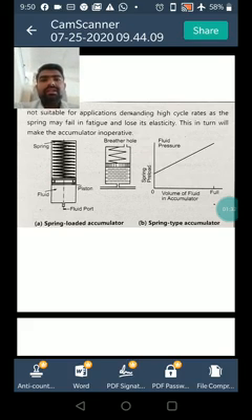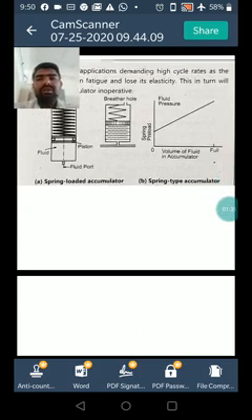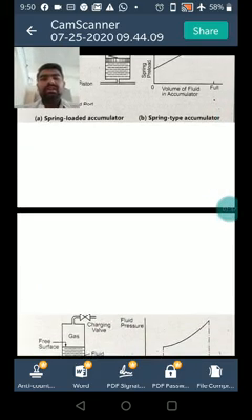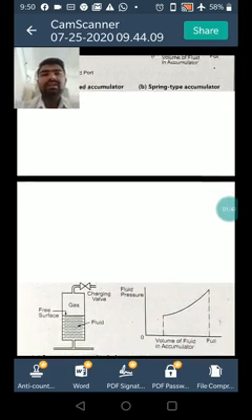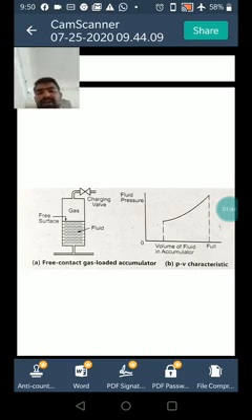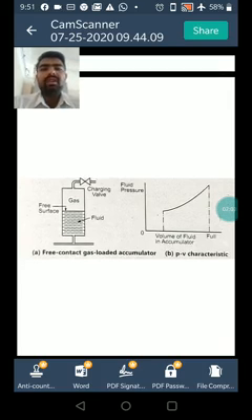Okay, understood. The next point is gas loaded or charged accumulator. There are two diagrams: free contact gas loaded accumulator and PV characteristic. See the working. These are also known as hydropneumatic accumulators. These accumulators are more practical than the dead weight and spring loaded.